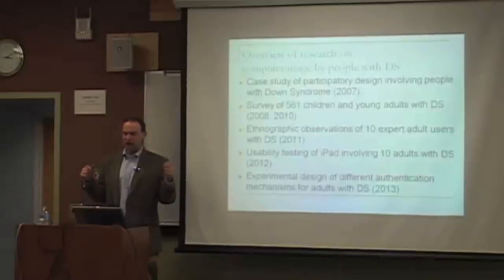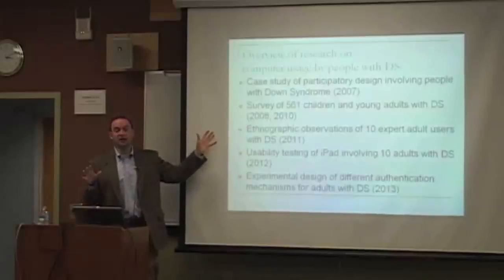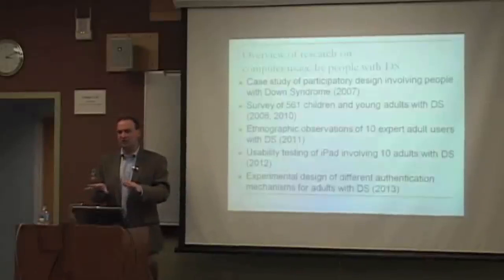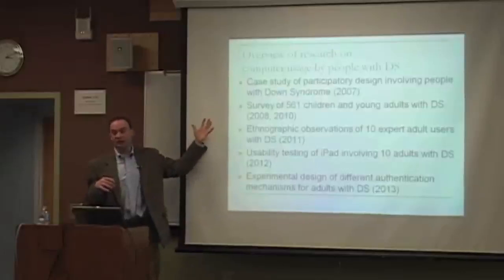Right now there are about 5 studies published about people with Down syndrome and technology. One of them was in my universal usability book, a case study of participatory design of a website for people with Down syndrome, done by a different group. I'm not going to cover that one in my presentation today because I already have limited time. But I'm going to talk about the other 4 studies that my team did.